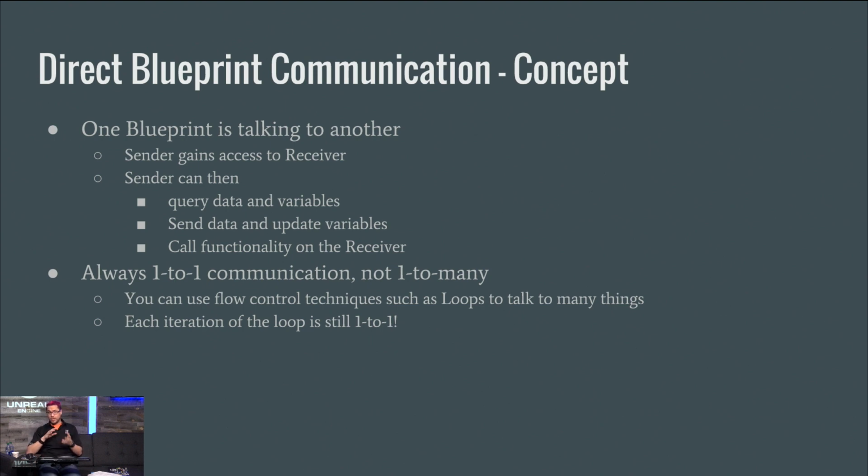Now, you can use tricks of flow control in order to talk to a lot of different things. Like you could use a loop, for example. You could say, hey, loop through this n number of blueprints, these 152 blueprints, and for each one, send them this signal. But each iteration of that loop is still one-to-one. Now, there are some one-to-many examples for communication. We'll talk a bit about that with event dispatchers, but that's a different thing.